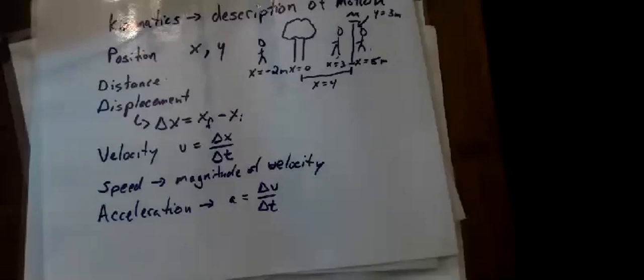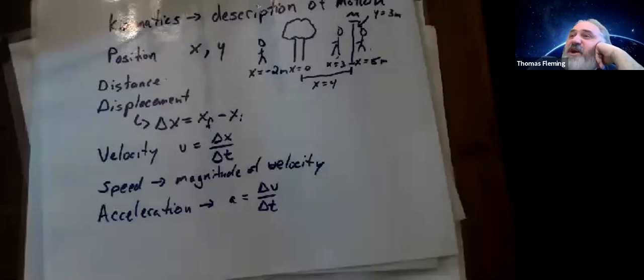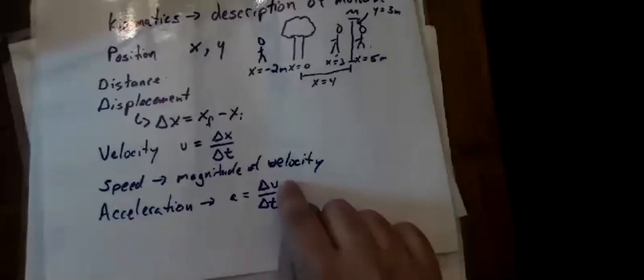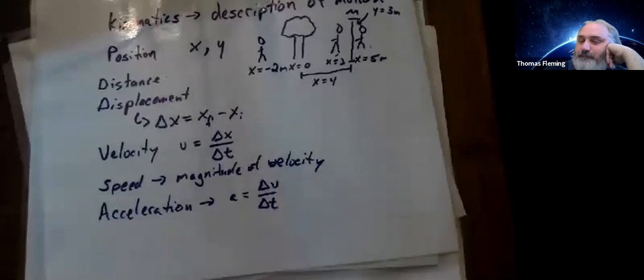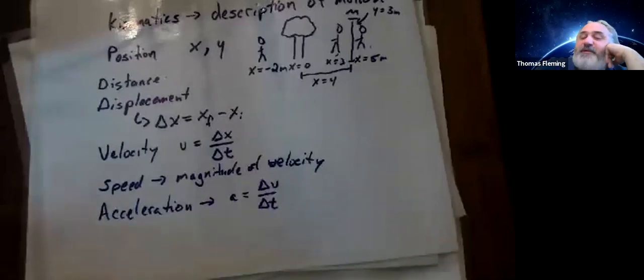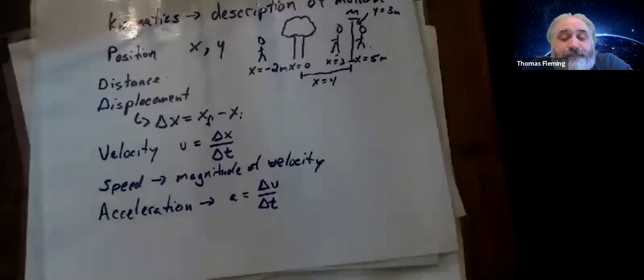Wait, so the acceleration is the change in velocity over time. No, acceleration is change in velocity over time. But velocity is the change of position over time. That's a true statement, yes. But if I say I have an object that travels at 5 meters per second for 2 seconds, what is the acceleration? What would you tell me?